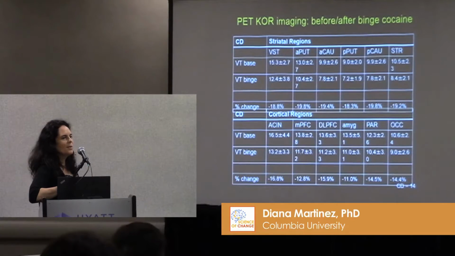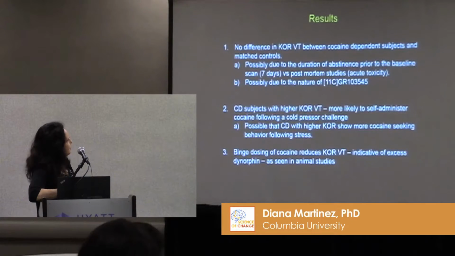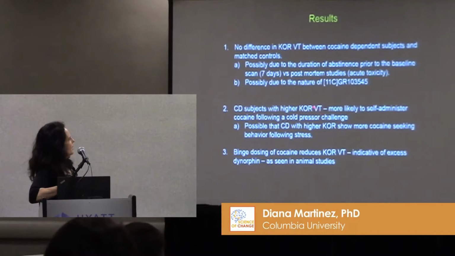But as I mentioned, kappa receptors are everywhere in the entire human brain. And we saw a decrease in kappa receptor binding globally. The decrease is also in the cingulate, parietal lobe, occipital lobe, amygdala, DLPFC. We saw a decrease, again, around 15 to 20% across the brain globally after giving a binge dose of cocaine. So to summarize our results, we saw no difference in kappa receptor binding at baseline. We saw that cocaine-dependent subjects with higher kappa receptor availability are more likely to self-administer cocaine, and we saw that binge dosing of cocaine reduces kappa receptor binding in the brain, which is indicative of upregulating endogenous dynorphin and replicates the animal studies.